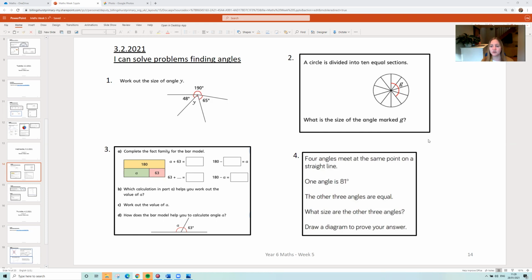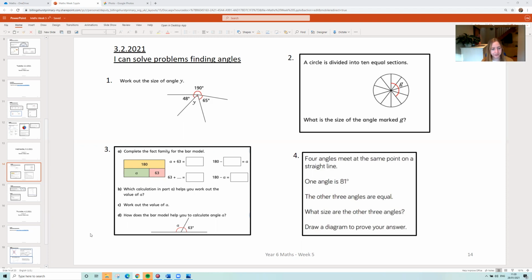Then we've got a circle divided into 10 equal sections. That word equal, very important. What is the size of the angle marked G? You've got to think angles around a point. Or you could think about how you could calculate this knowing what angles on a straight line add up to.